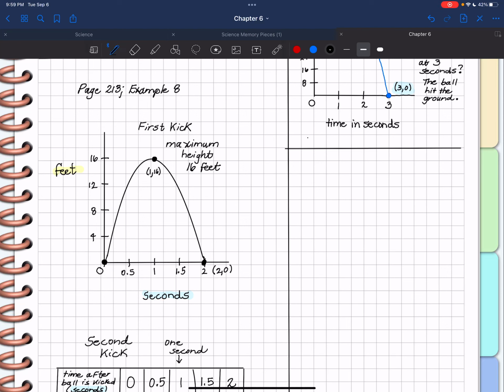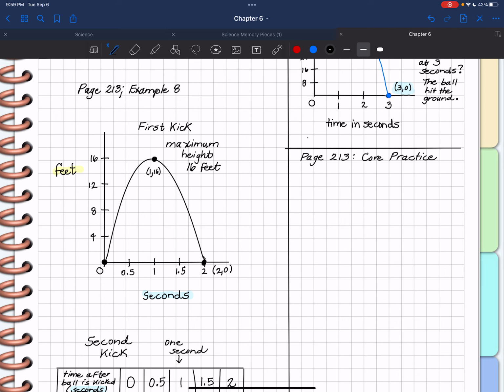I'm on page 213 in the margin, and this is called the core practice. And I have to confess to you that I really don't get the point of this problem. We'll answer it, but I don't really understand why they wrote it. But here we go. This is called make sense of problems.